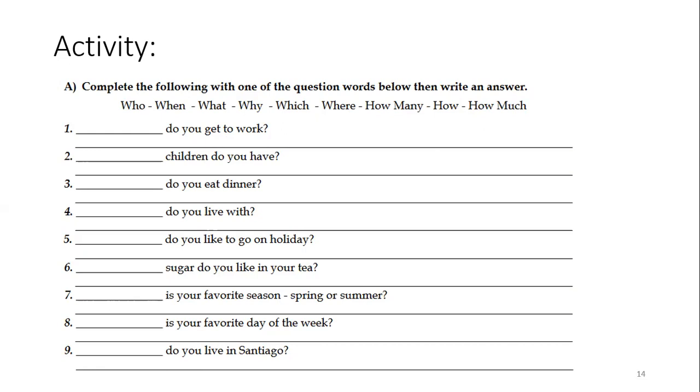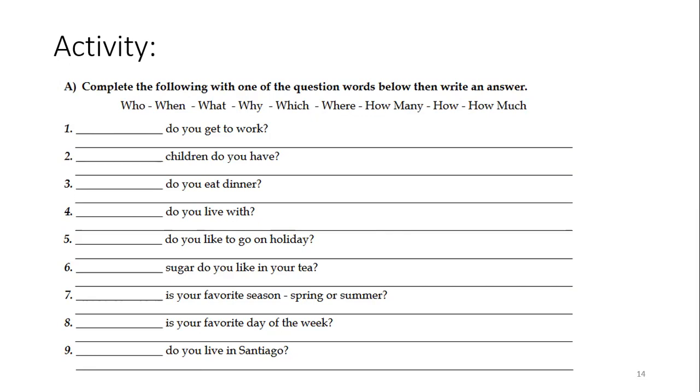And then, "children do you have?" You can ask how many children do you have? I have 3 children, 2 children. If you have no children, you can say I have no children, right? And then, "do you eat dinner?" Like when do you eat dinner or where do you eat dinner? If I ask where do you eat dinner, I eat dinner at the restaurant, or I eat dinner at the dining hall. Or you can say, when do you eat dinner? I eat dinner at 9 o'clock or 8 o'clock, something like that.